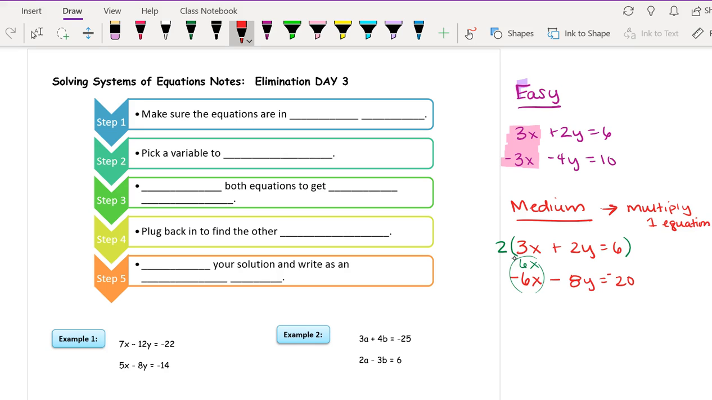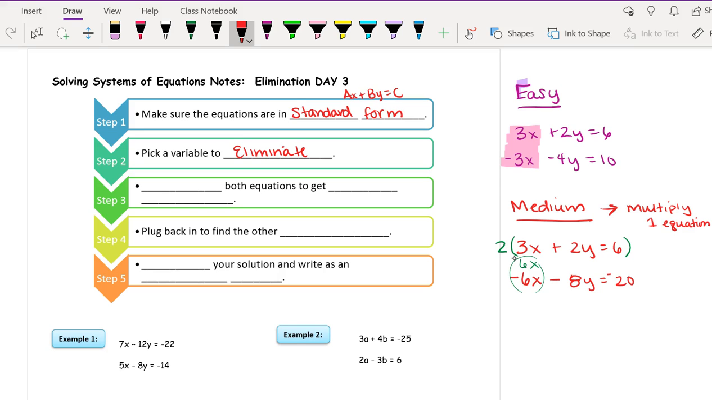Okay, so today the hardest level is you're going to have to multiply both equations. Step number 1 is you want to make sure your equations are in standard form. So that's your ax plus by equals c, where x and y are on the same side and the constant is on the right. For step 2, you get to pick a variable to eliminate. So you get to decide which one you are trying to eliminate. It can be x or it could be y.